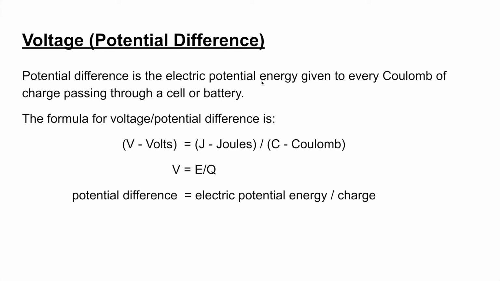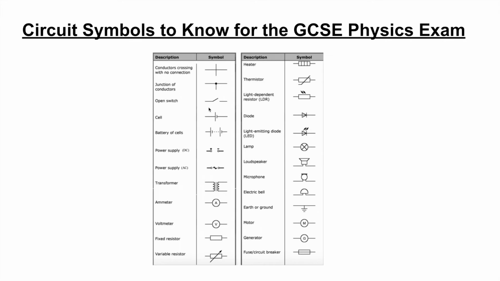Potential difference is the electric potential energy given to every coulomb of charge passing through a cell or battery. The formula for voltage is V equals E divided by Q, where V means potential difference, measured in volts, with symbol V, E means electric potential energy, measured in joules, with symbol J, and Q means charge, measured in coulombs, with symbol C. Next, circuit symbols.